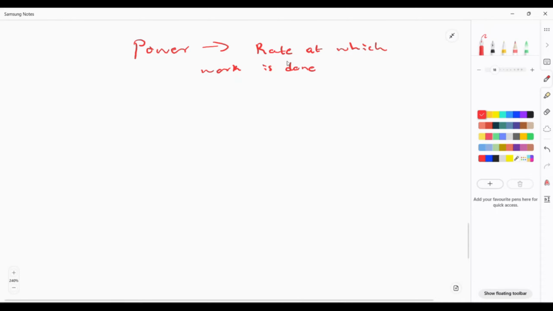So the first formula that you're going to work with in this topic says P is equal to W over delta T. Did you know that when we say rate of something, it means that we're dividing by time? Work is shown by W. So it is the rate at which we're doing work, work per unit time. That is power. Work done per unit time is the power.